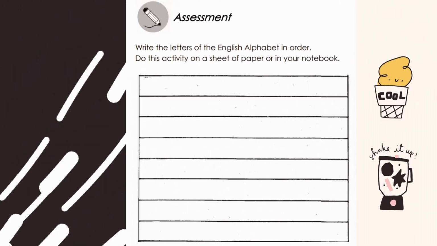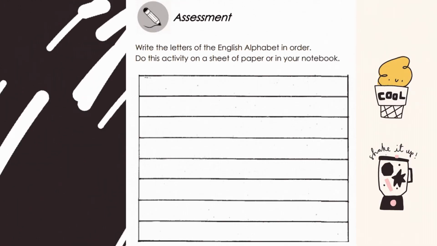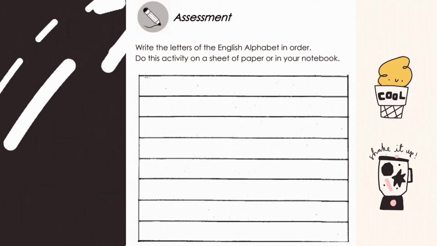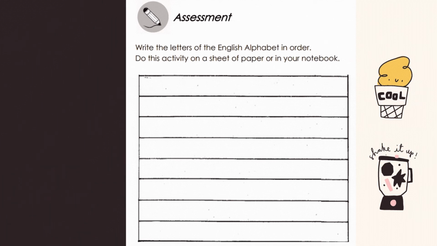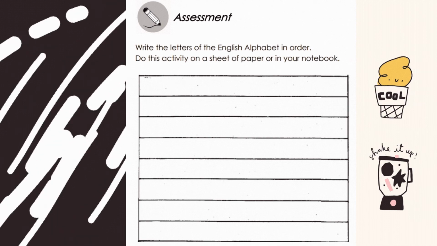For the assessment, write the letters of the English alphabet in order. Do this activity on a sheet of paper or in your notebook. We are going to write the letters from A to Z. Make sure that you write neatly and legibly.